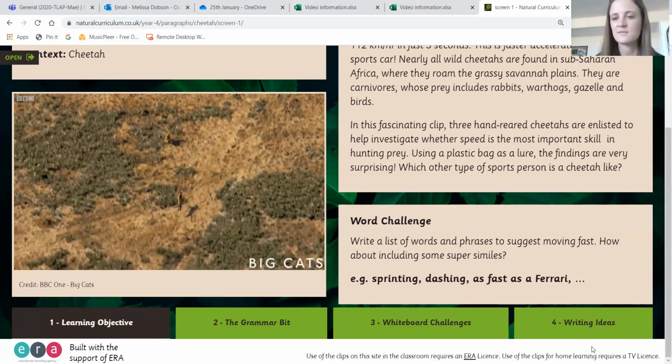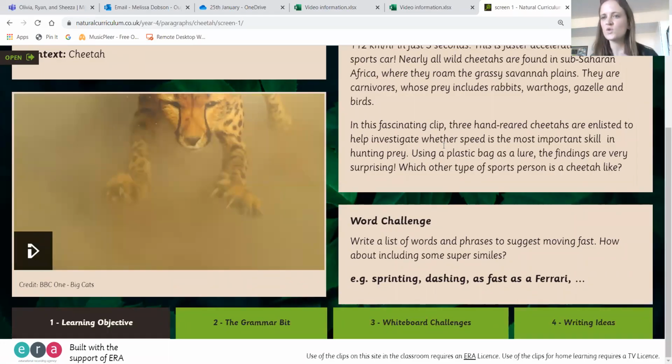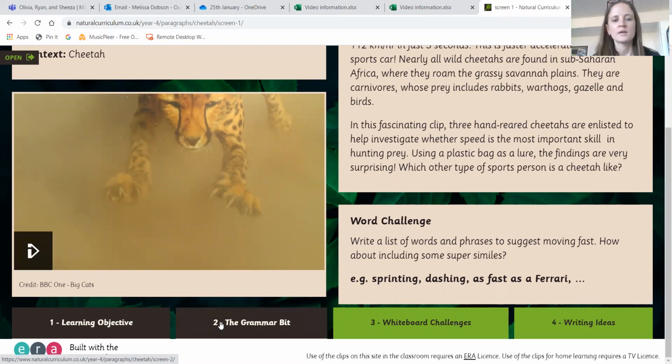Okay, so hopefully that was really interesting and you enjoyed watching the cheetahs move as quickly as they did across the savannah. And we could use, now looking at our list of words and phrases, things like sprinting and dashing. So that's really exciting. So let's move on to our grammar bit.